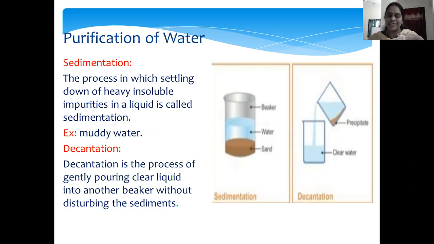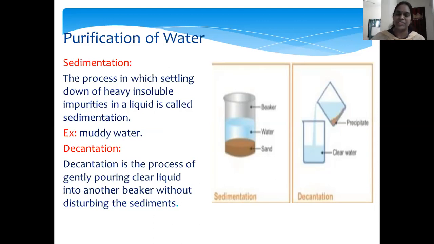And what is decantation? You can see the clear liquid here. So you can transfer this clear liquid to another vessel. If you transfer this clear liquid to another vessel, this is called decantation. Decantation is a process of gently pouring the clear liquid into another beaker without disturbing the sediments.